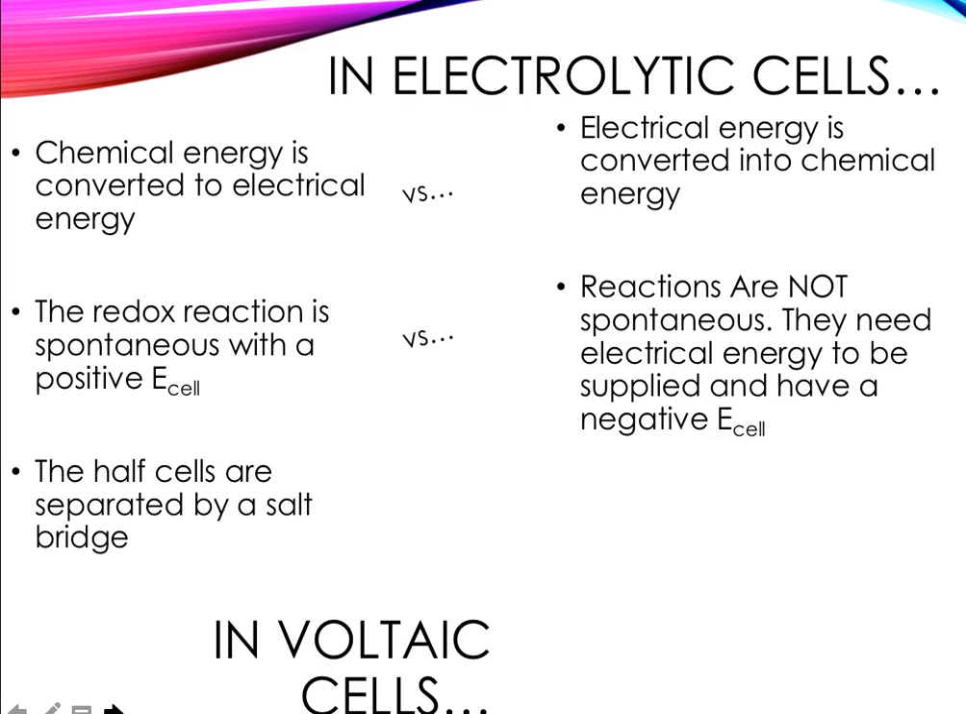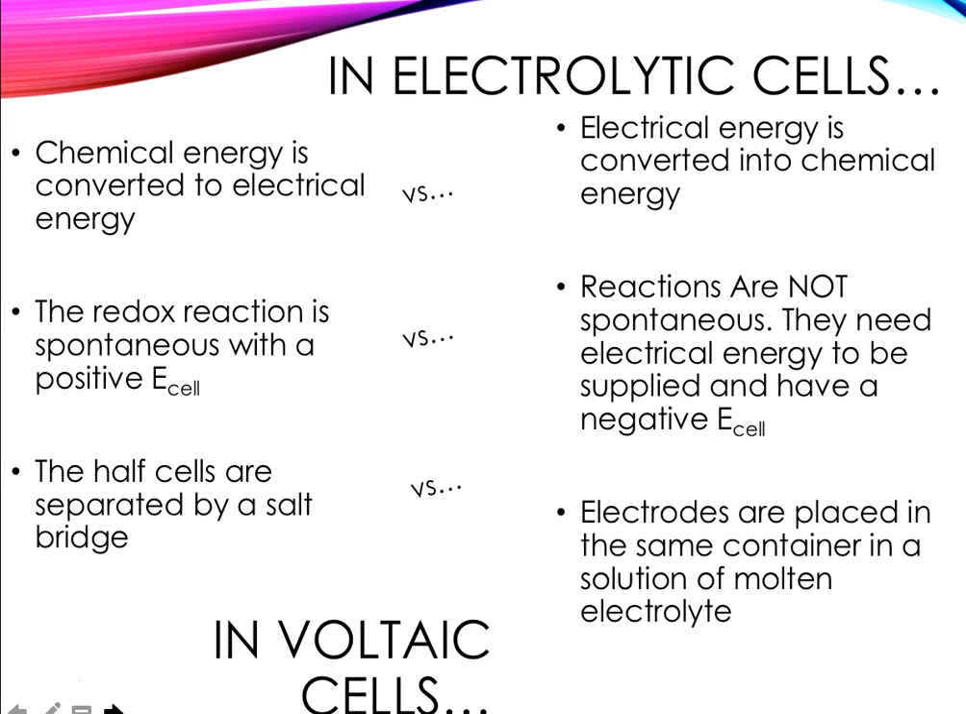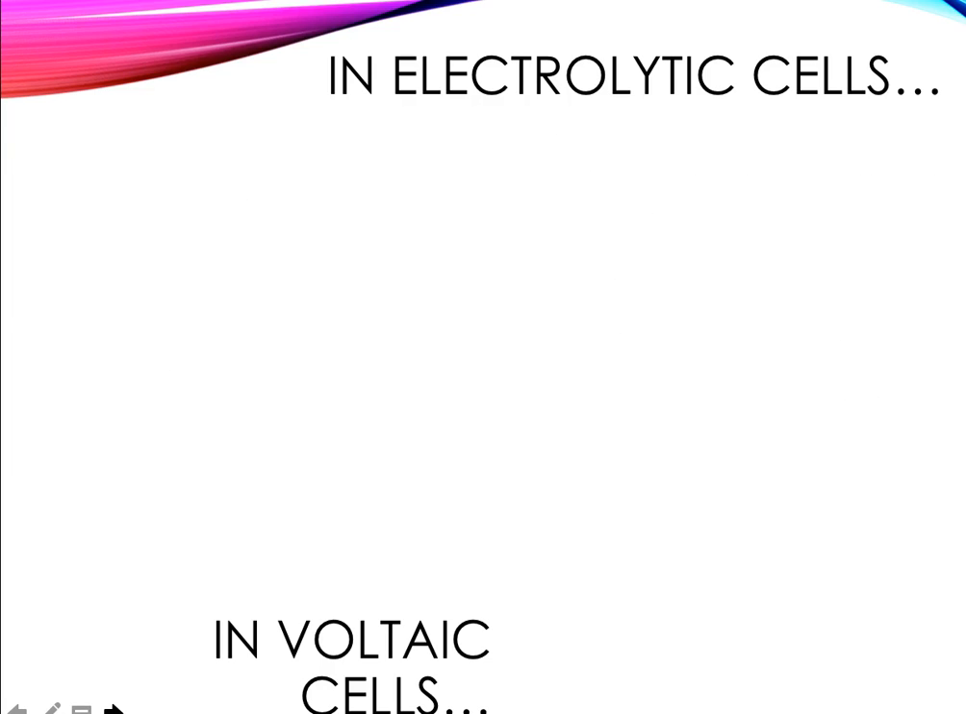In a voltaic cell, the half cells are separated by a salt bridge so the ions can move from one compartment to the next. In an electrolytic cell, typically we've got the two electrodes placed in the same sample, and it might be a molten electrolyte, or it might be ions in solution. So there's a couple of different ways to do electrolytic cells.